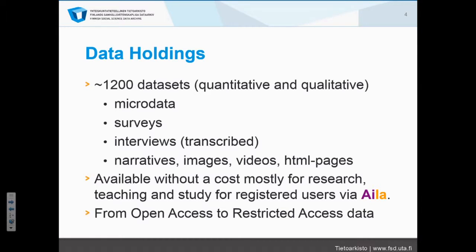Most of these are microdata, and that also means that they are very small. If you think in terms of terabytes, we've never seen a terabyte. We might have seen a few gigabytes, but megabytes are very familiar to us. So in that respect it's small, but it requires a lot of work to make it reusable and understandable. On the qualitative side, we have interviews, narratives, images, videos, but basically the key part is in surveys because that's what we started with.